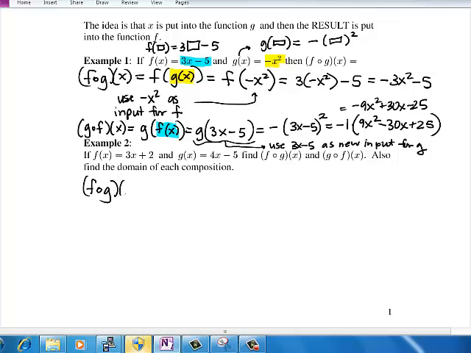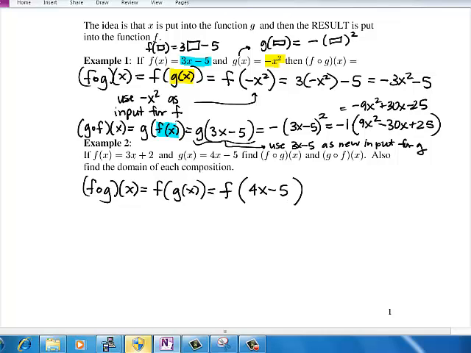So let's find the formulas first. F circle g, or f composed with g. F is on the outside, g is on the inside. So we can think of g happens first, and then we do f applied to the output. So we'd write f, leave it as it is, and replace g of x with its formula, 4x minus 5. So we can read this as f of 4x minus 5.